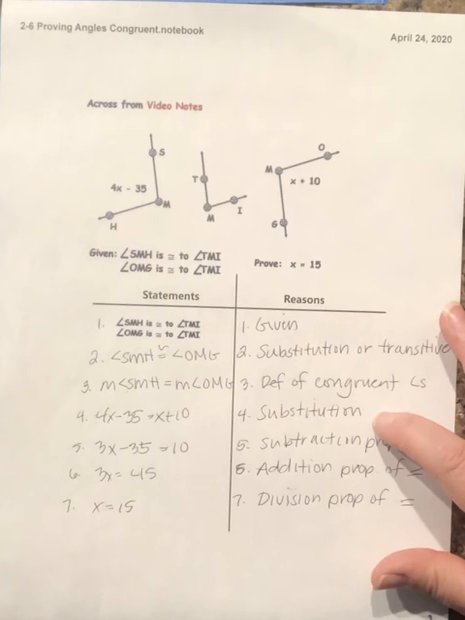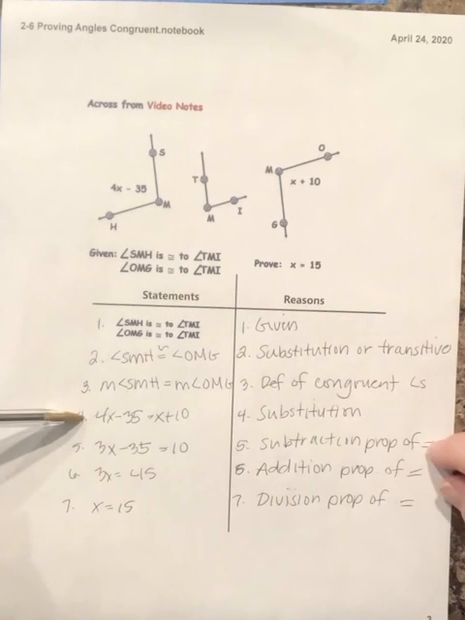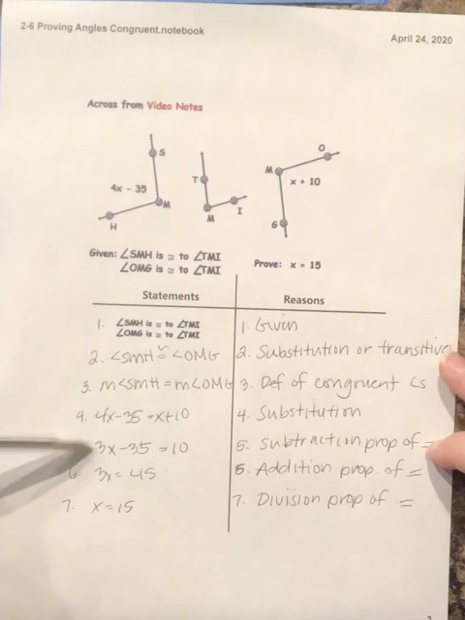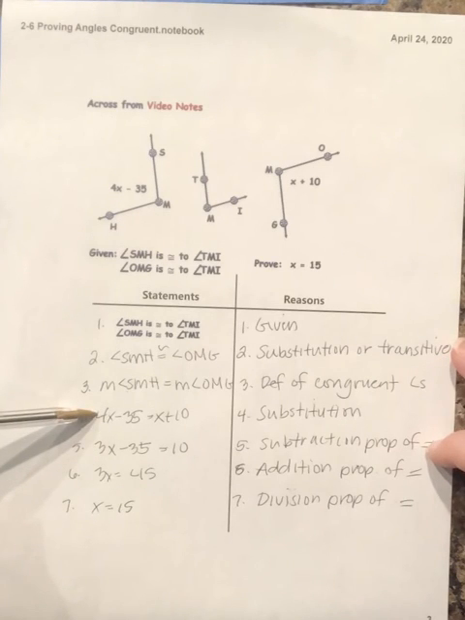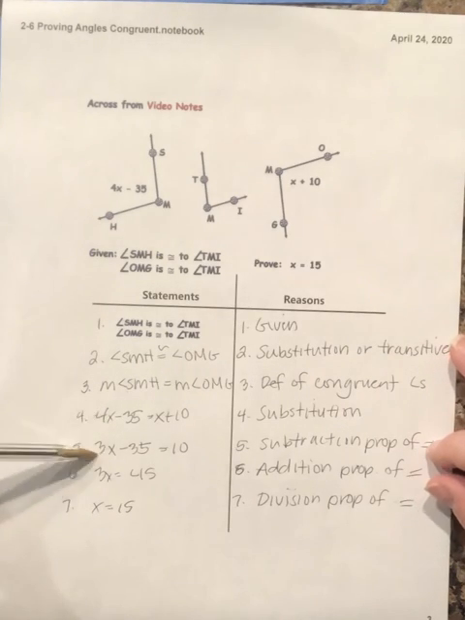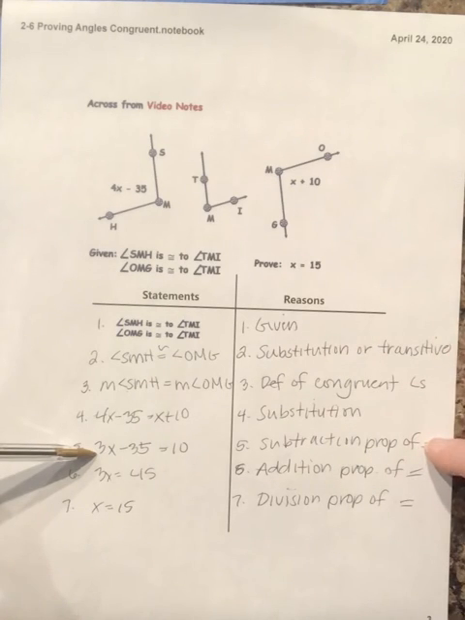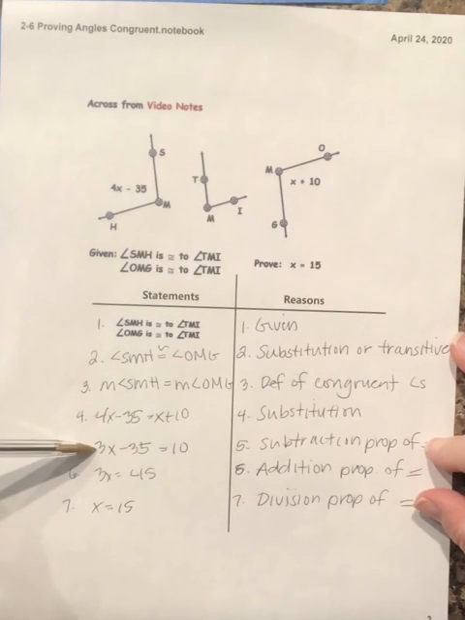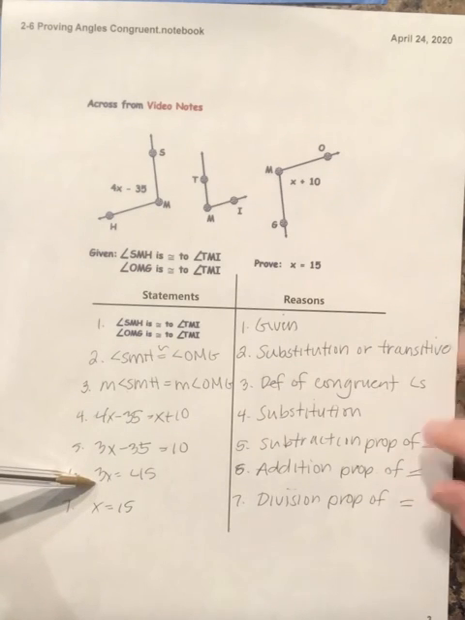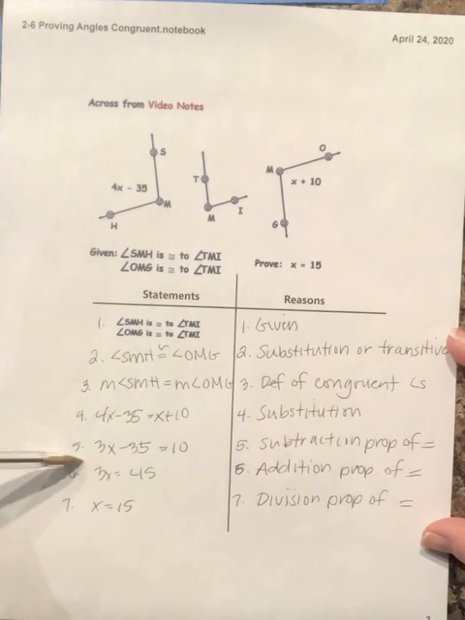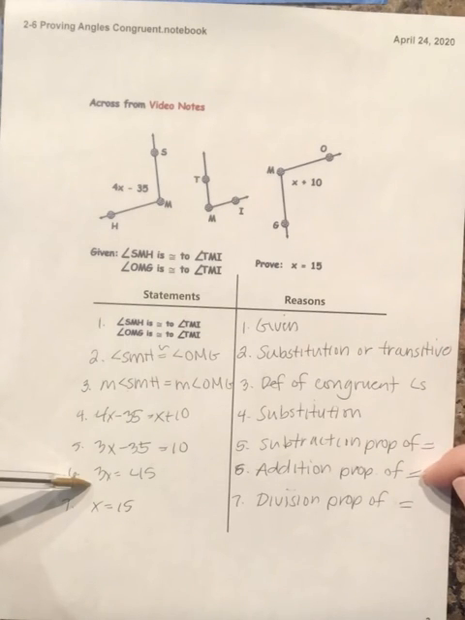Then again, it's just algebra. So how I got from this step to this step was I subtracted x from both sides. That's how I get from 4x minus 35 equals x plus 10 to 3x minus 35 equals 10: subtraction property of equality. Then I got from this step to this step by adding 35 to each side. So the reason I could say 3x equals 45 is because of the addition property of equality.